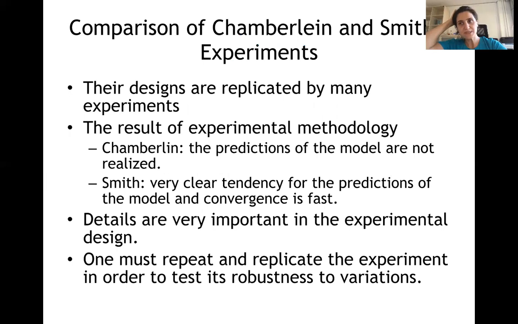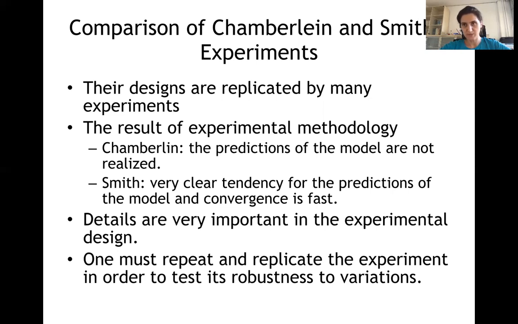What are the differences between Chamberlain's and Smith's experiments? Their designs have been replicated by many experiments. Both are asking the same question: whether we observe the equilibrium price and equilibrium quantity in a market environment. But Chamberlain couldn't find that, but Smith did. In Chamberlain, the predictions of the model are not realized. In Smith, there is a very clear tendency toward the predictions of the model, and convergence is fast.